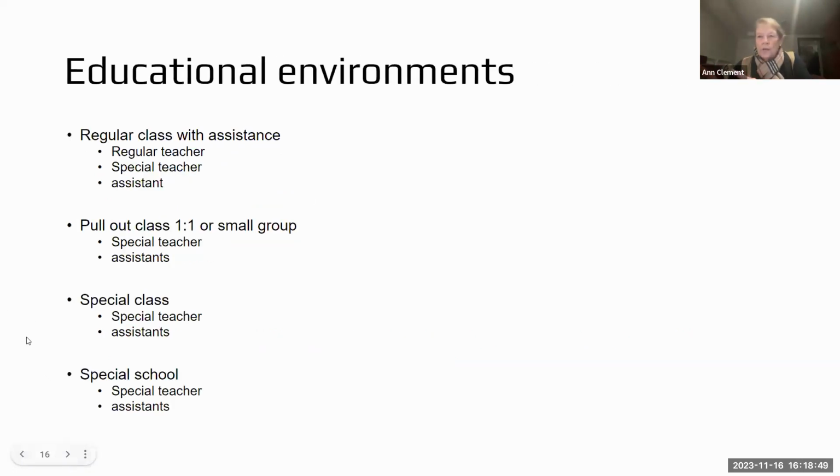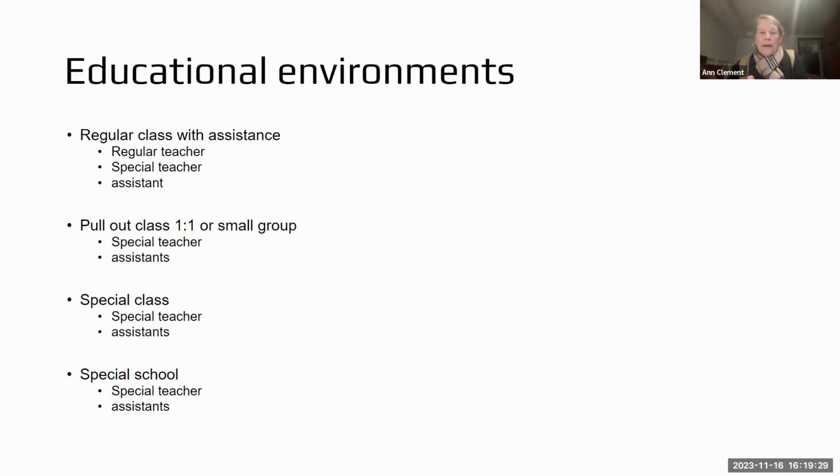Okay, there are different educational environments that are very appropriate for a child with Down syndrome. You might start out with the regular class with assistance from the regular teacher, maybe a special teacher, maybe an assistant. Or you may be in a regular class, but be pulled out for one-on-one or small group help by a special teacher, assistant, or another regular teacher. You may not be included, and you may be totally in a separate class in a regular school and have a special teacher and assistants. Or you could just go to a special school.